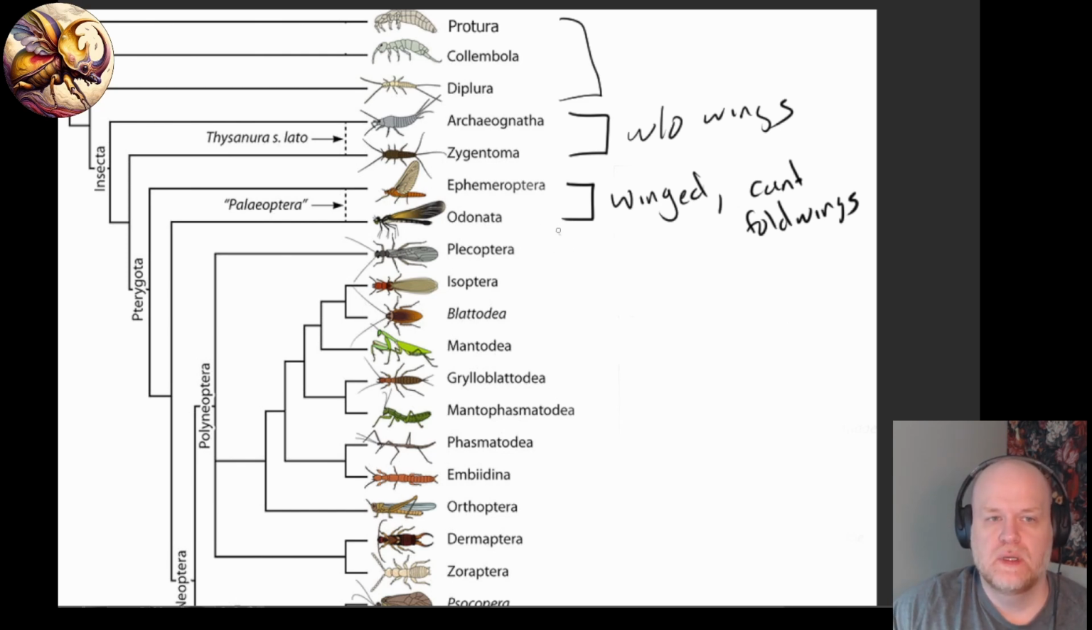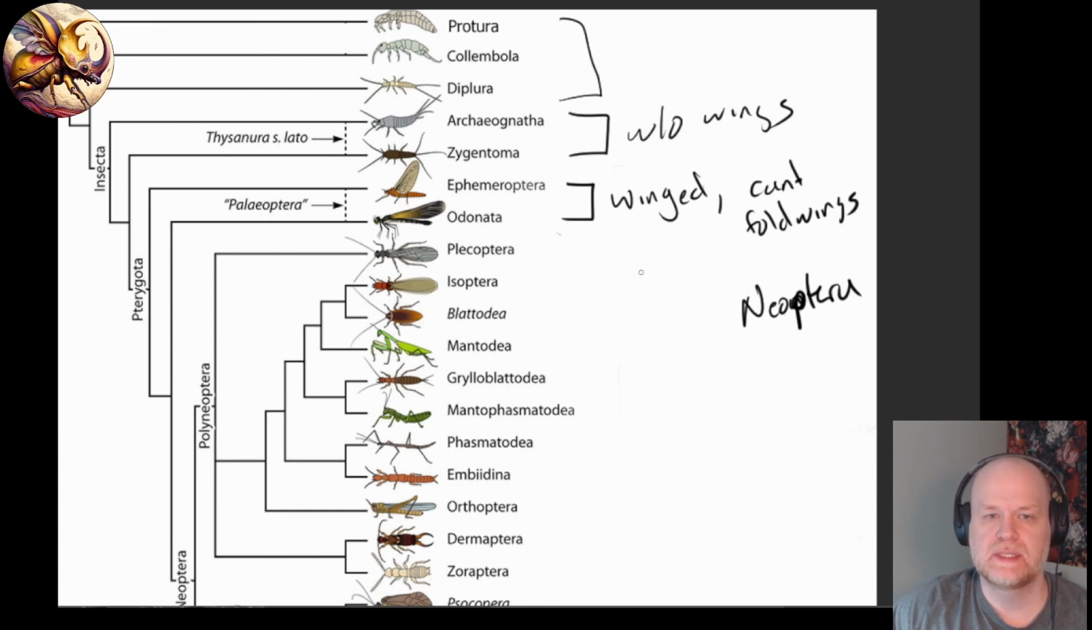After the Paleoptera, we enter the Neoptera, the new wings. I can't spell today. Neoptera. These are the insects that are capable of folding their wings behind their backs. And this is a major evolutionary step. Now they can safely tuck their wings behind them. They can fold their wings up sometimes like a paper fan. And it's a huge improvement for them.